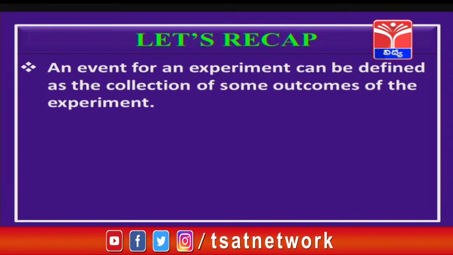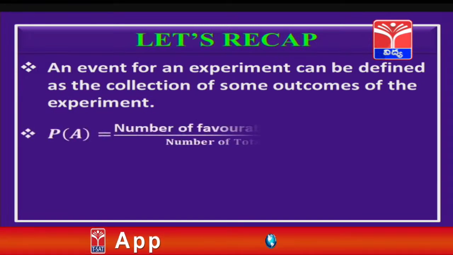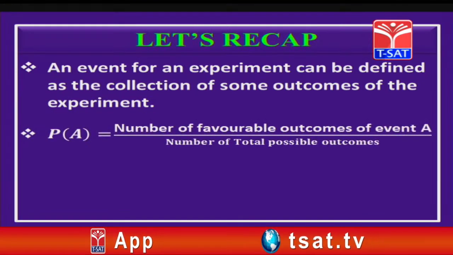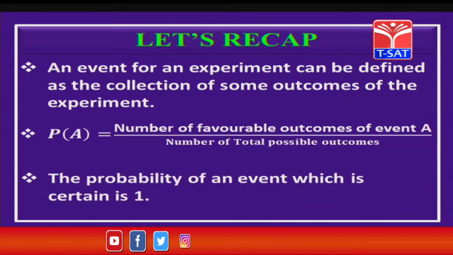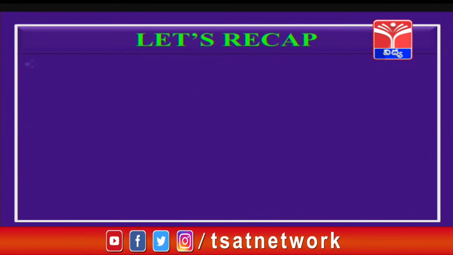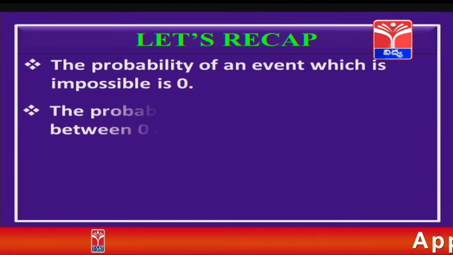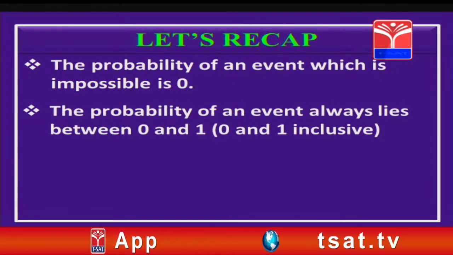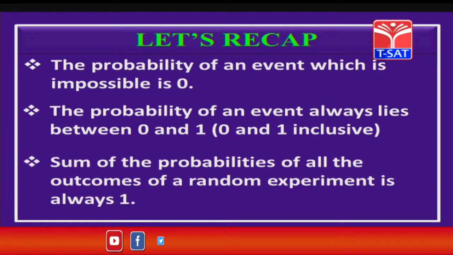An event for an experiment can be defined as the collection of some outcomes of the experiment, and probability of getting an event A is equal to number of favorable outcomes of event A divided by number of total possible outcomes. The probability of an event which is certain is 1. The probability of an event which is impossible is 0. Then the probability of an event always lies between 0 and 1. And finally, sum of probabilities of all the outcomes of a random experiment is always 1.